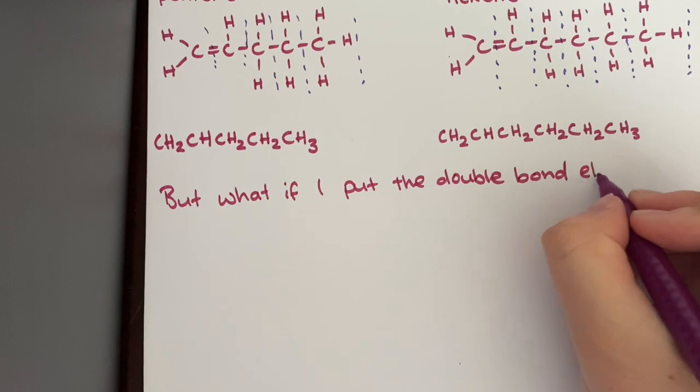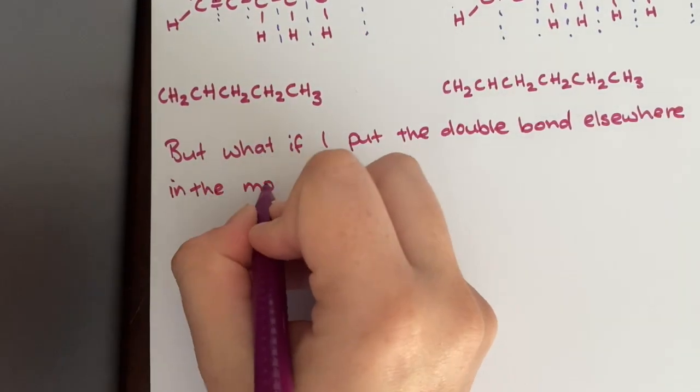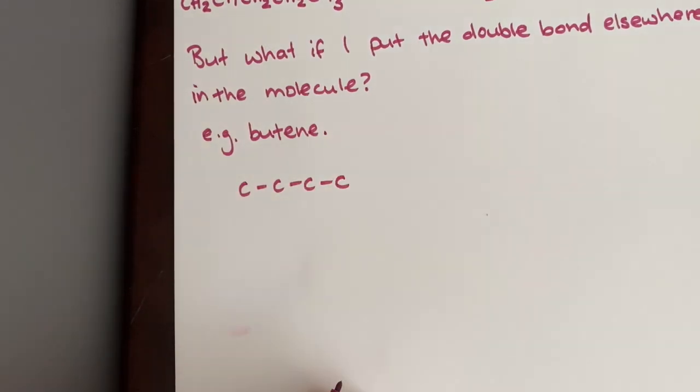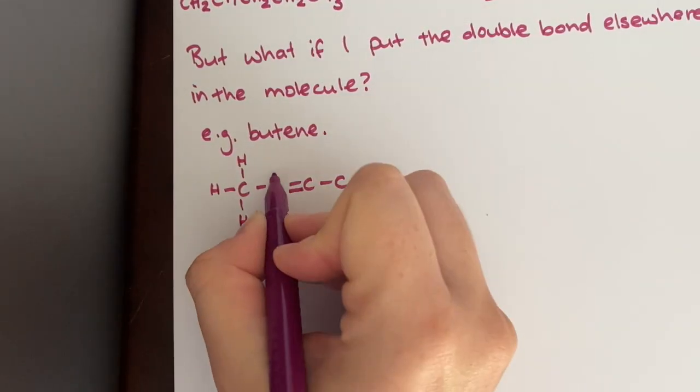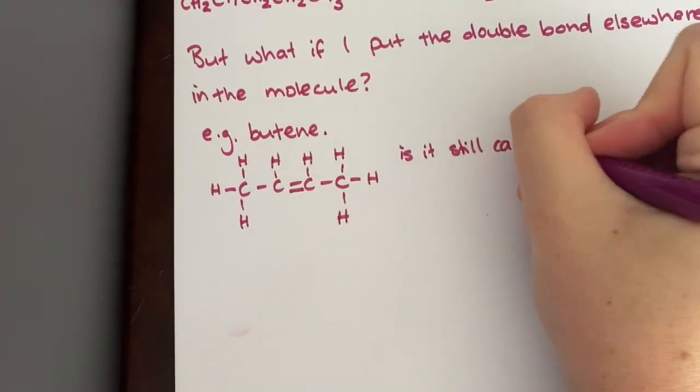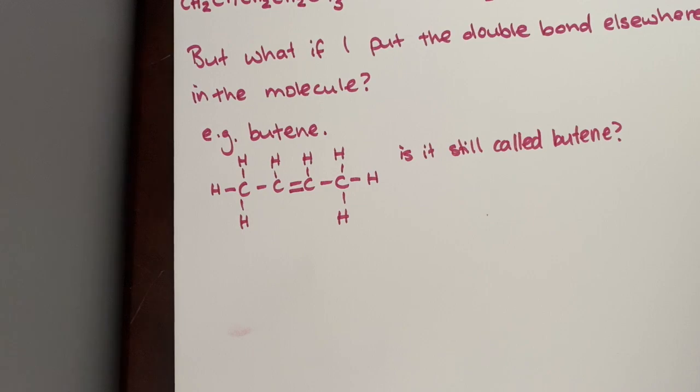So what if I put the double bond somewhere else in the molecule? For example, butene. So it's based on a 4 carbon structure. What if I put the double bond between the second and third carbon now? So drawing out my structure, is it still called but1ene? Well, let's have a look.